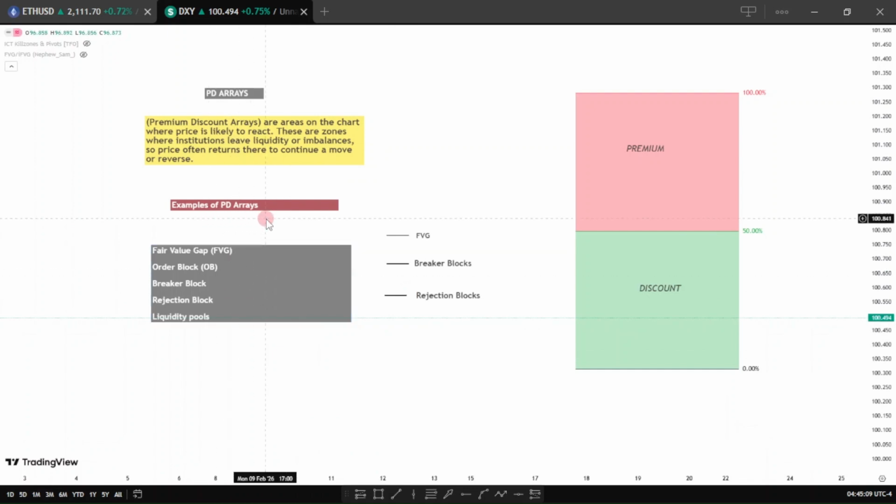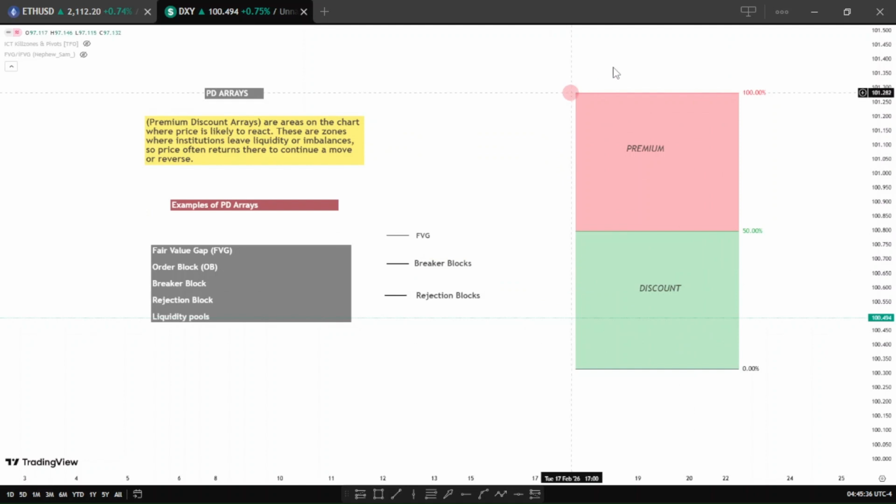Let's get through the examples of these PDRAs. Examples of PDRAs are fair value gaps, order blocks, breaker blocks, rejection blocks, and liquidity pools. In this video, I'm going to take you through only three of them. Maybe I'll make another video explaining more, but today it's the fair value gap, breaker blocks, and rejection blocks.